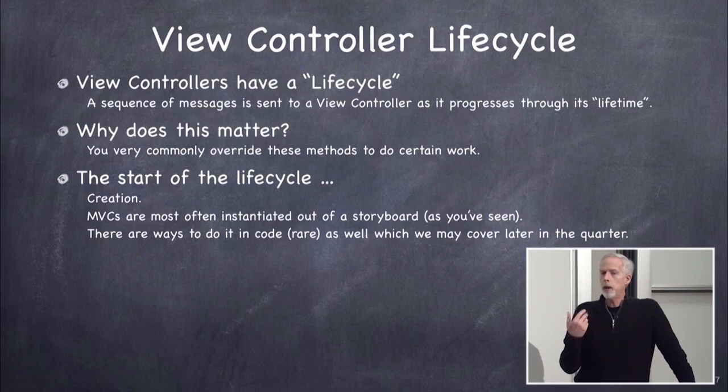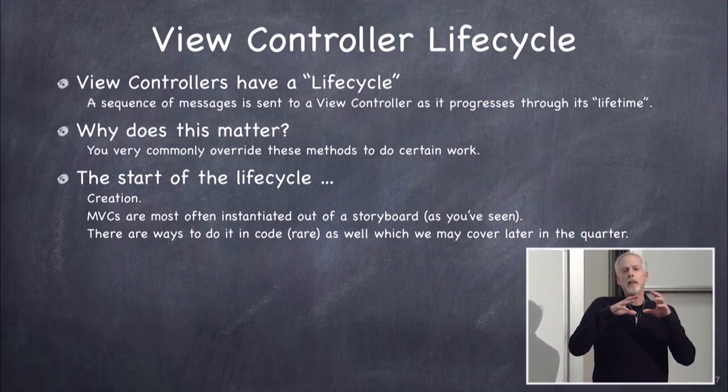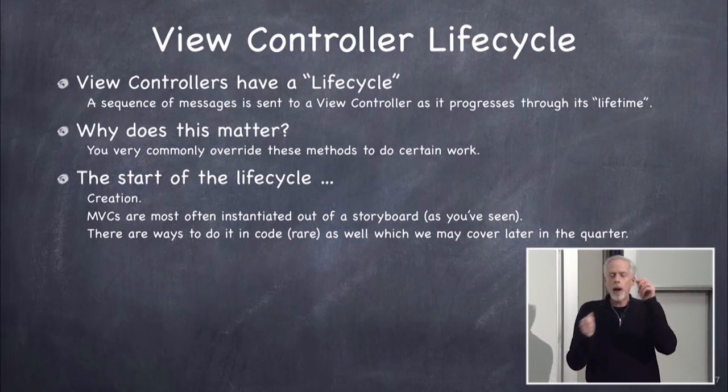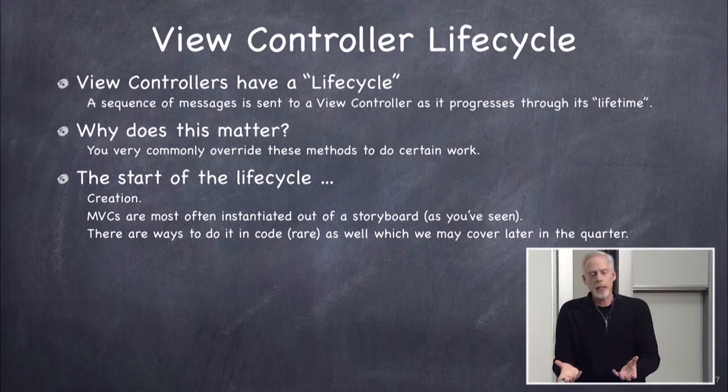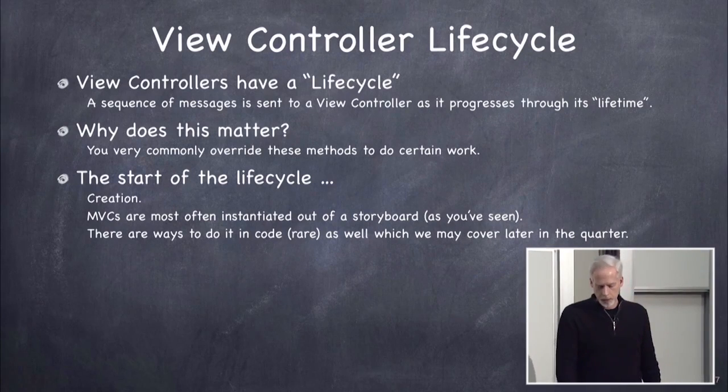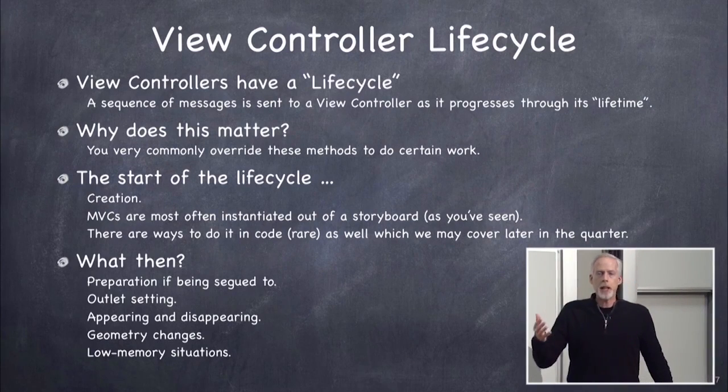Okay, so it comes out of a storyboard. I'm not even going to talk about how to make one in code because we just don't do that. You can see why, right? Because a view controller is complicated. It's got all the UI, the buttons, and all this stuff. You're generally not going to be making that in code. All right. So what happens then after it's created?